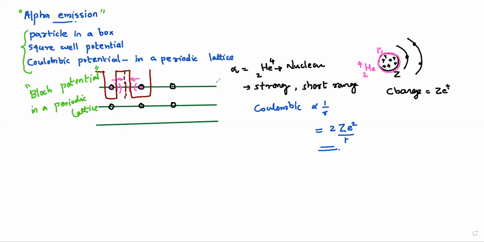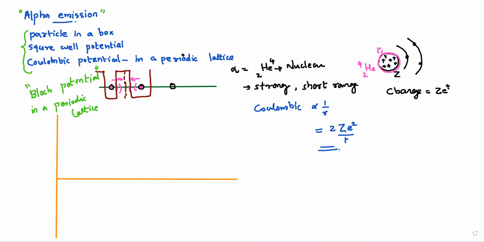So by considering a graph, we can draw it in terms of distance from the center of the nucleus versus the potential. Let's consider here, this is the potential on the y-axis, V of R, with respect to R, the position from the center of the nucleus. So this is the point 0, or origin.